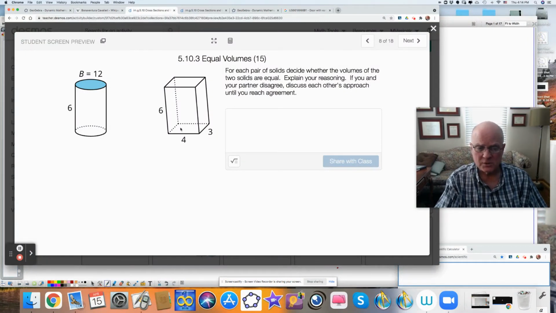I'd like to point out to you here, the base of this is 4 times 3, which is 12. The base of this is 12. The height is 6, and the height here is 6. So these two are congruent. They have the same, not congruent, they have the same volume. Their volumes are equal.